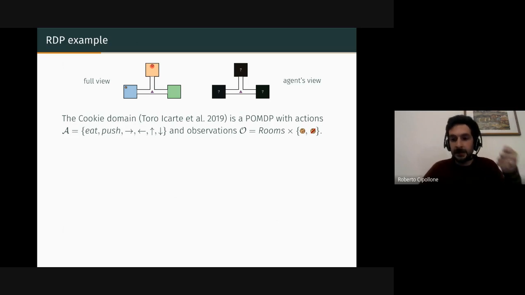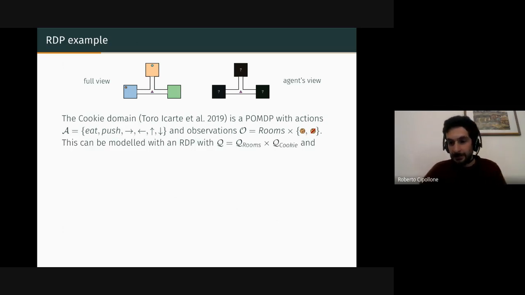Upon pressing the button, a cookie appears either here or here with 50% probability. But the agent cannot see the whole state of the environment. It can only see the color of the room it occupies and whether there's a cookie or not, where it is. Although it's a POMDP, we can model it with an RDP as well, where we could represent it with a component generating the room and a component that generates the cookie.